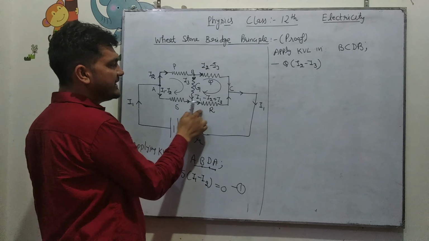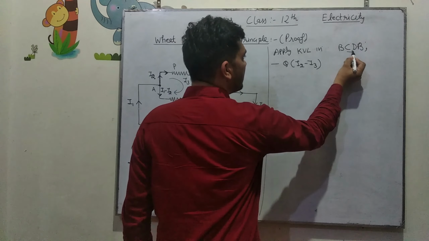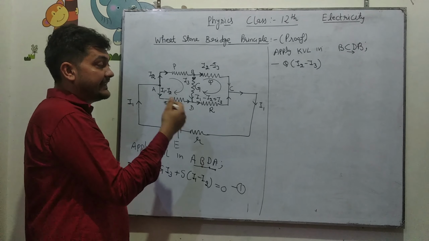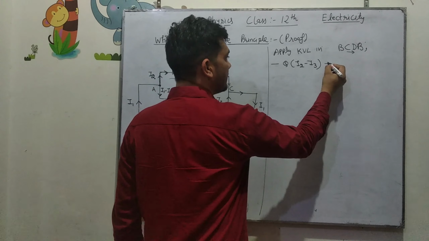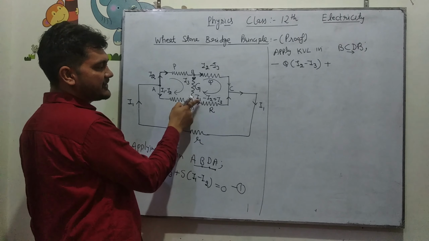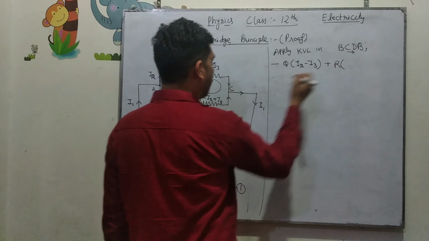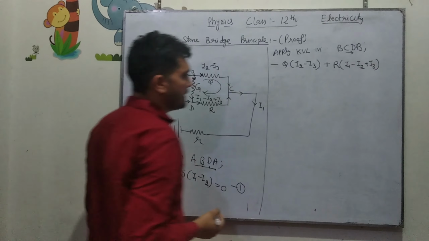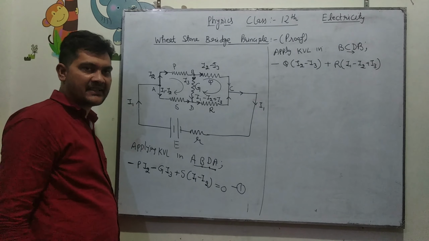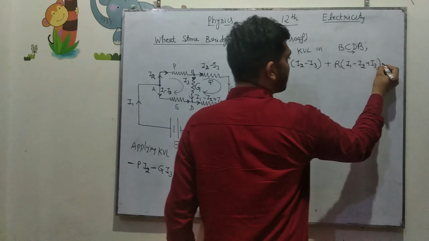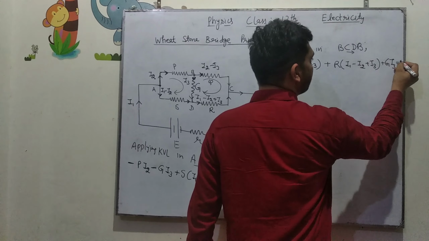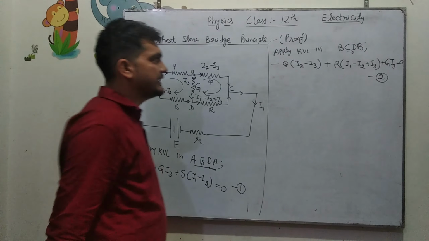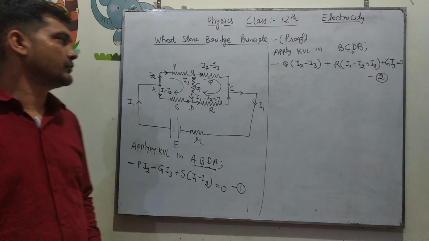Now from C to D, you are moving in a direction opposite to the current. Therefore, there will be a gain in potential. Gain in potential is positive, and positive potential will be resistance multiplied by current. This will be R multiplied by I1 minus I2 plus I3. Now from D to B, again there is a gain in potential and it is positive. This will be plus G into I3 is equal to 0. So this is equation number 2. You obtain these two equations by applying Kirchhoff's voltage law.